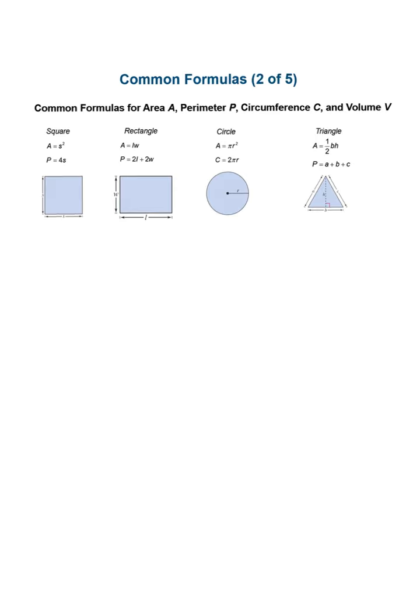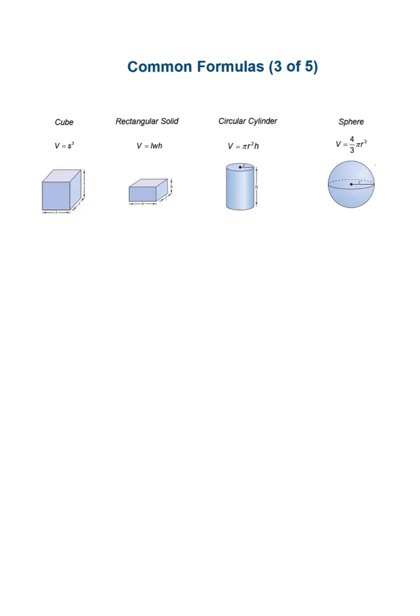Starting here, you've got common formulas for area, perimeter, circumference, and volume, for a square, rectangle, circle, and triangle. You have used all of these in your previous math classes, but we're going to give them to you. Now we move into the 3D shapes of volume. You have a cube, a rectangular prism, a circular cylinder, and a sphere.